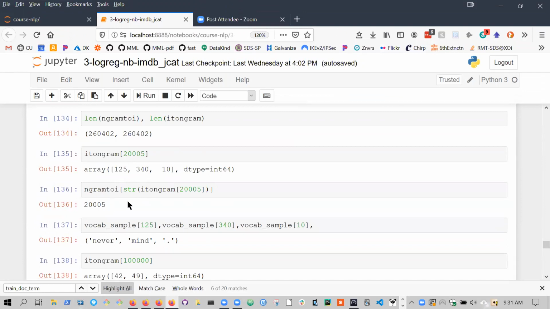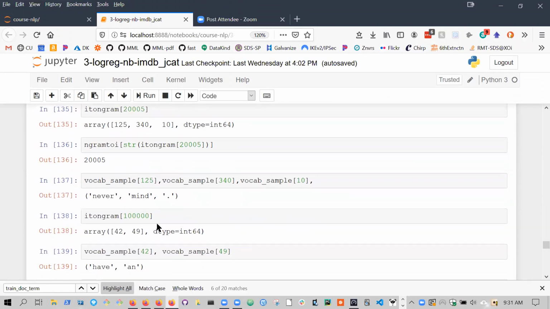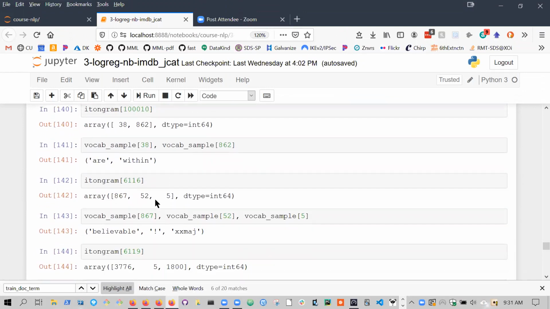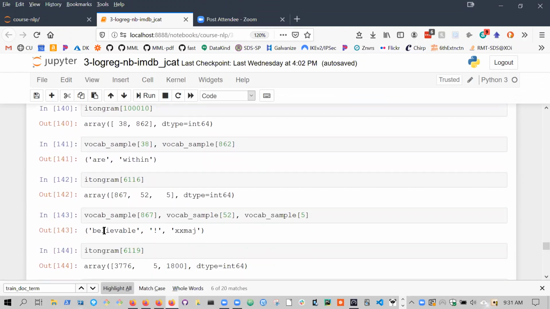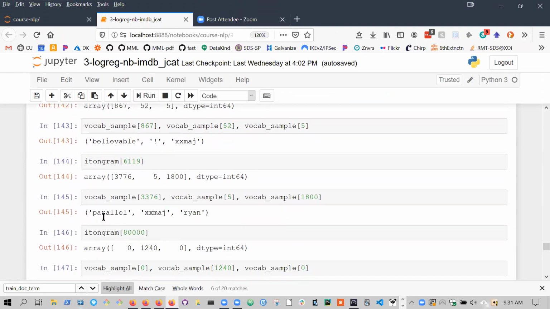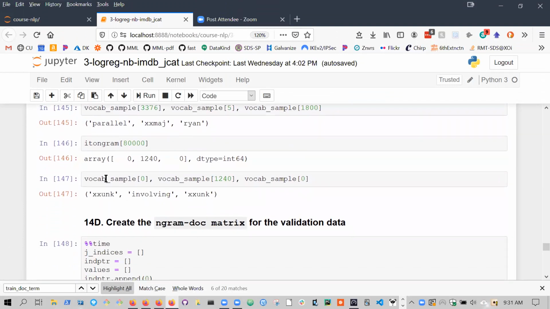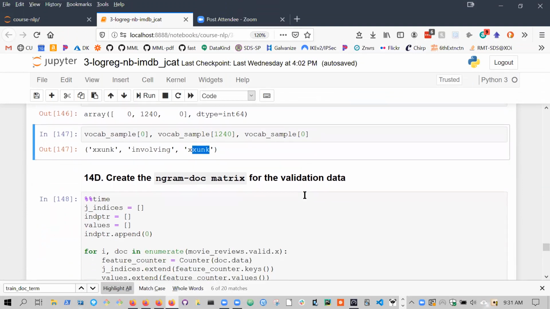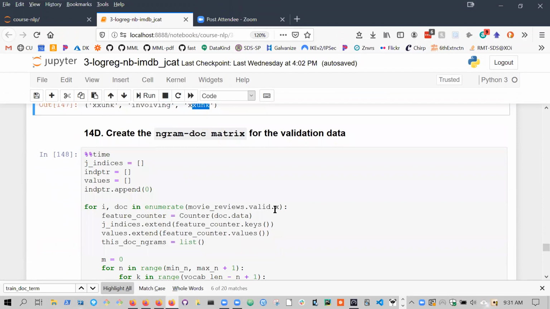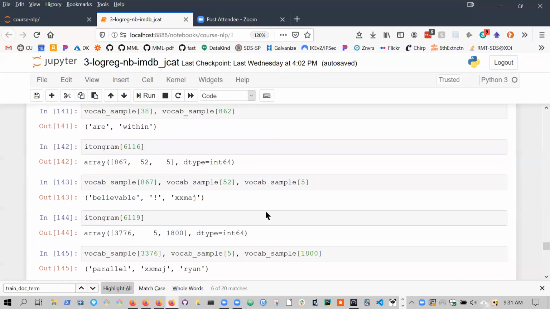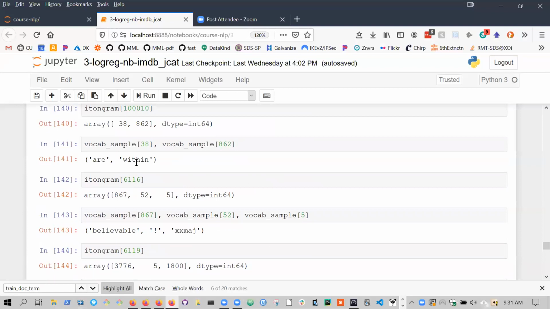Looking at some of the n-grams: never mind, that's one. Have, an, are, within. These are sets of words that commonly occur together. Some of them you can't really decipher because this is unknown, involving unknown. But you can see what an n-gram means. Are within, that's a bigram. Are within is a combination of 2 words that sometimes occurs within the reviews.